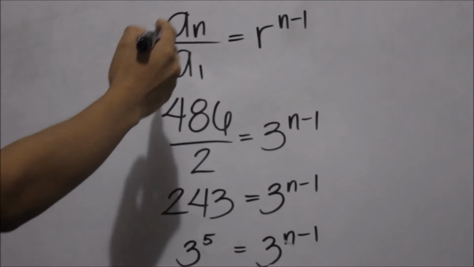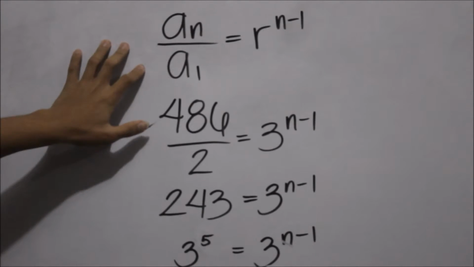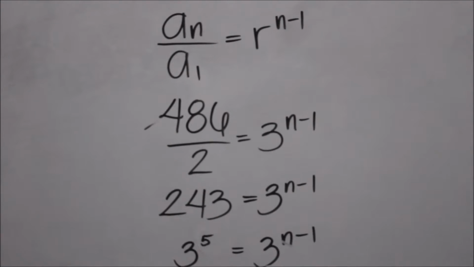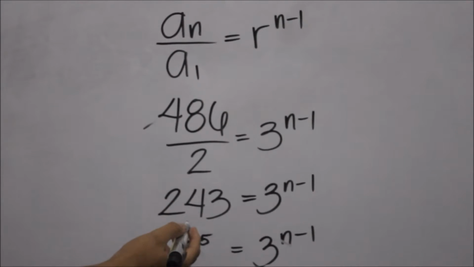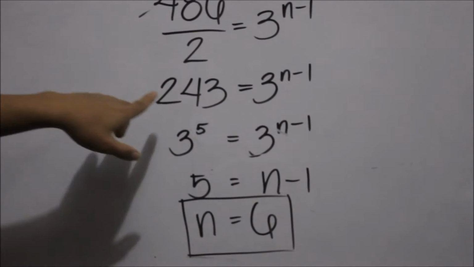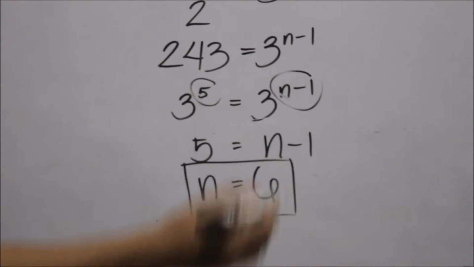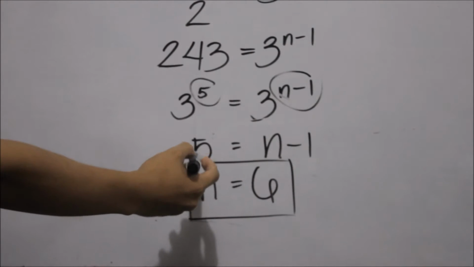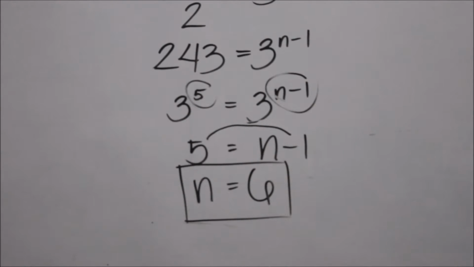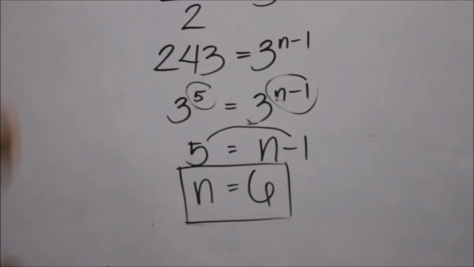So the a sub n, or the last term in the sequence, is 486. And the first term in the sequence, or a sub 1, is 2. And the common ratio is 3, raised to n minus 1. So 486 divided by 2 is equal to 243. And we all know that 243 is also equal to 3 raised to 5. So we just focus on the exponents. So 5 is equal to n minus 1. And we transpose the negative 1 to the other side. So it becomes 5 plus 1, which is equal to 6. So the number of terms is 6.